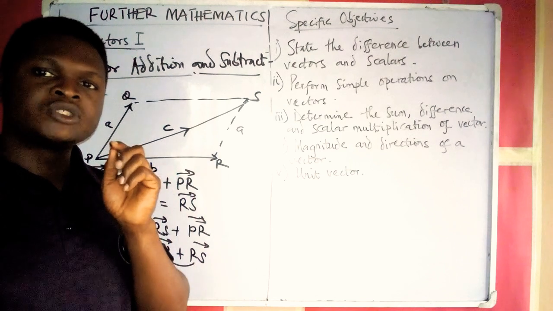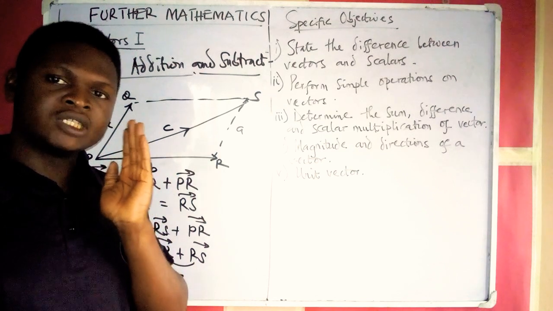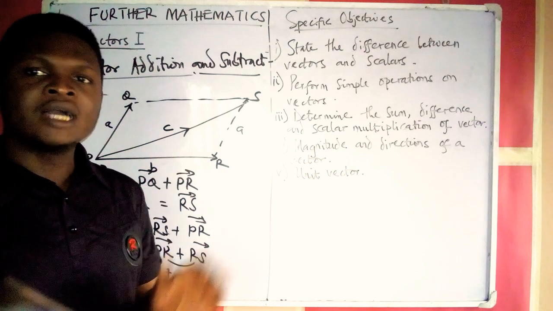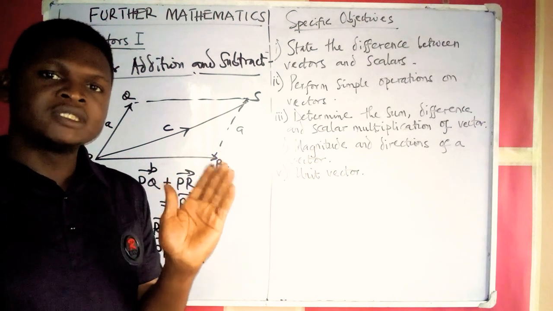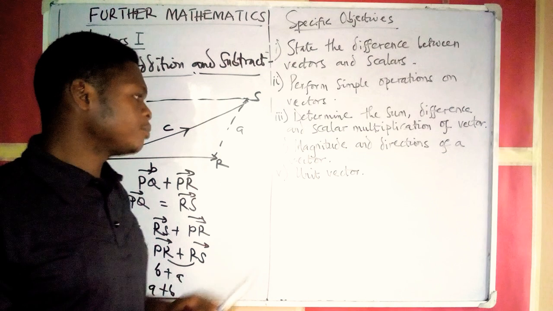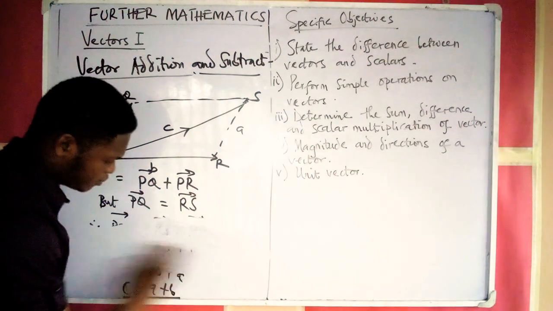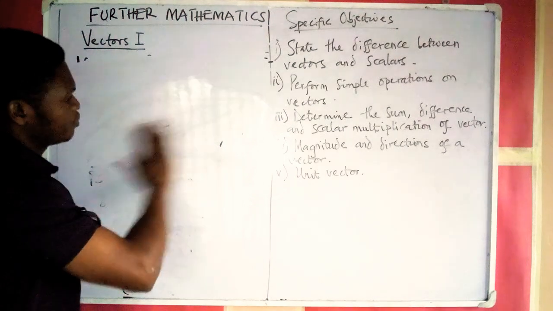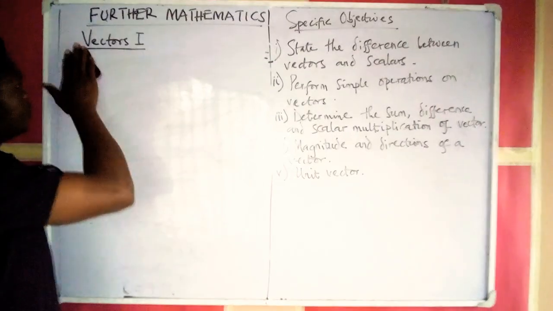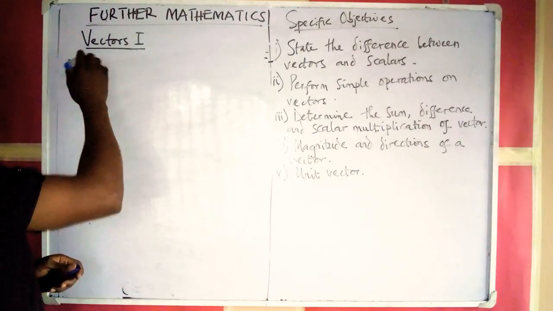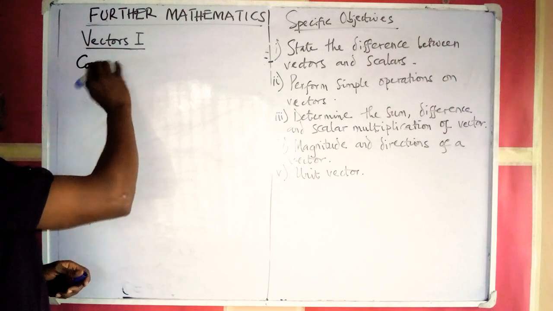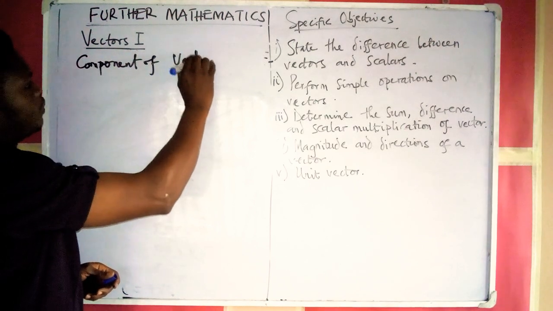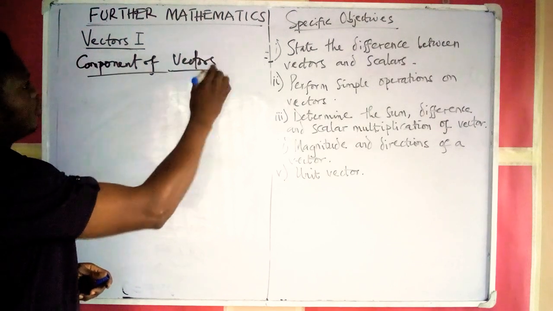But the vectors that should be resolved into these two perpendicular components are just vectors that can be represented on a plane. Now I'm going to use diagrams because vectors will be better appreciated using diagrams. So with that, I'm going to capture this component of vectors.